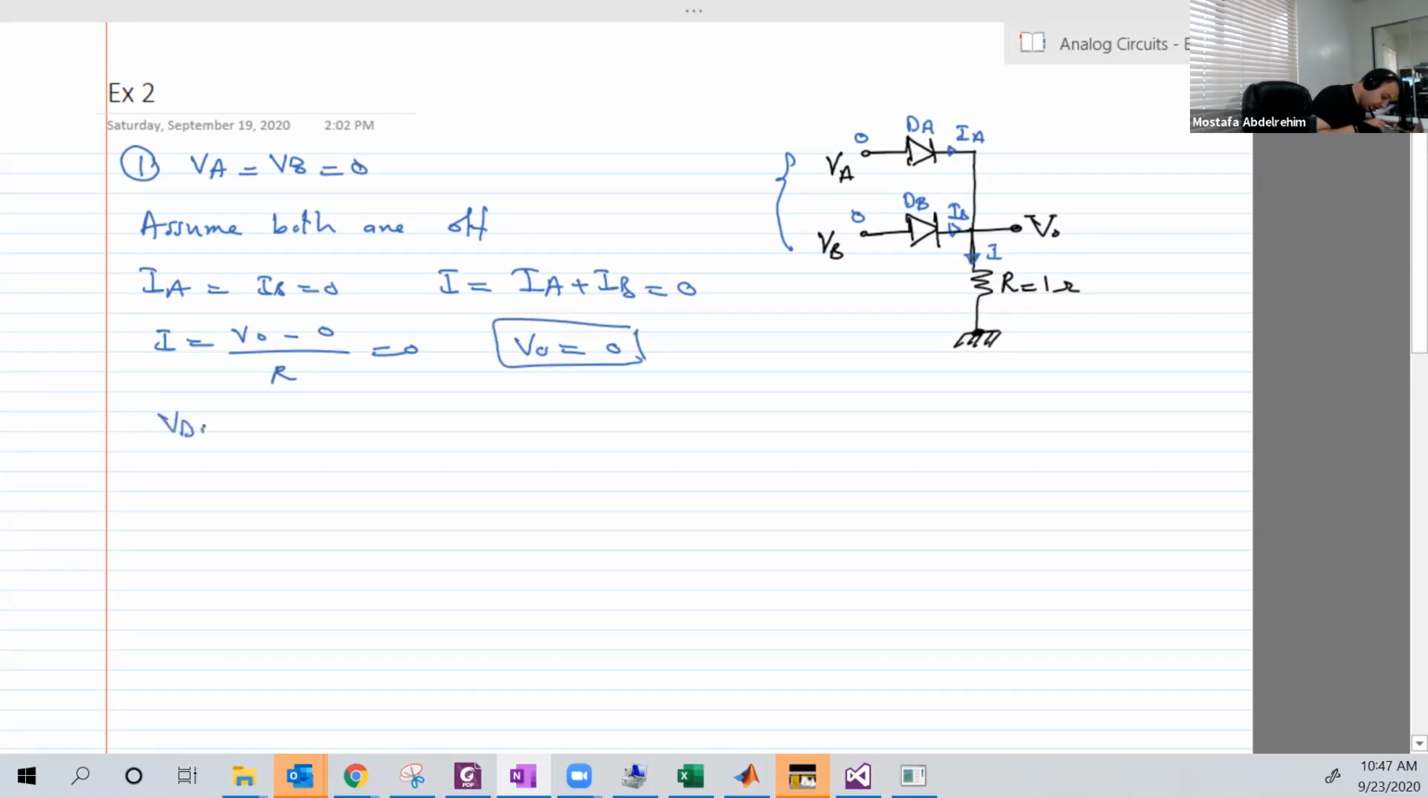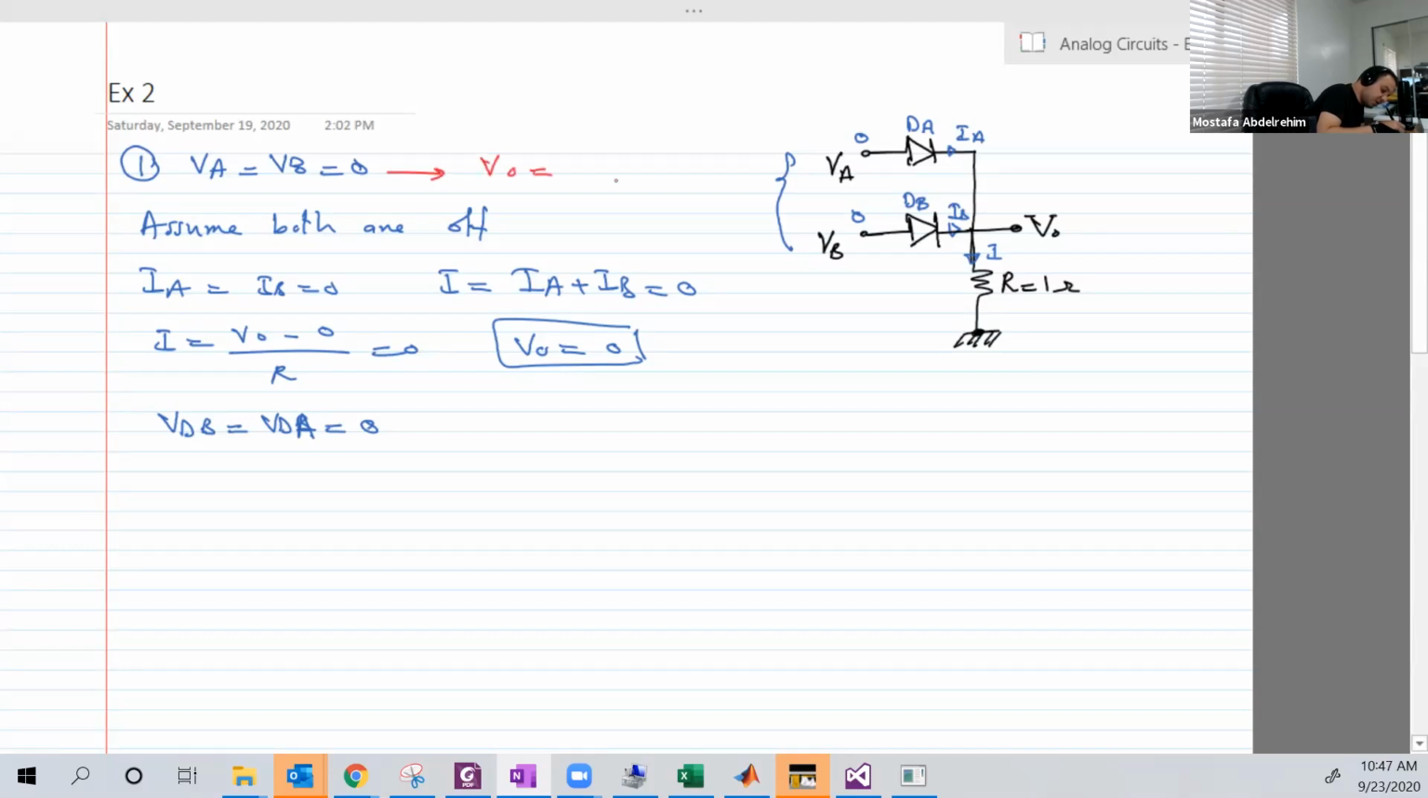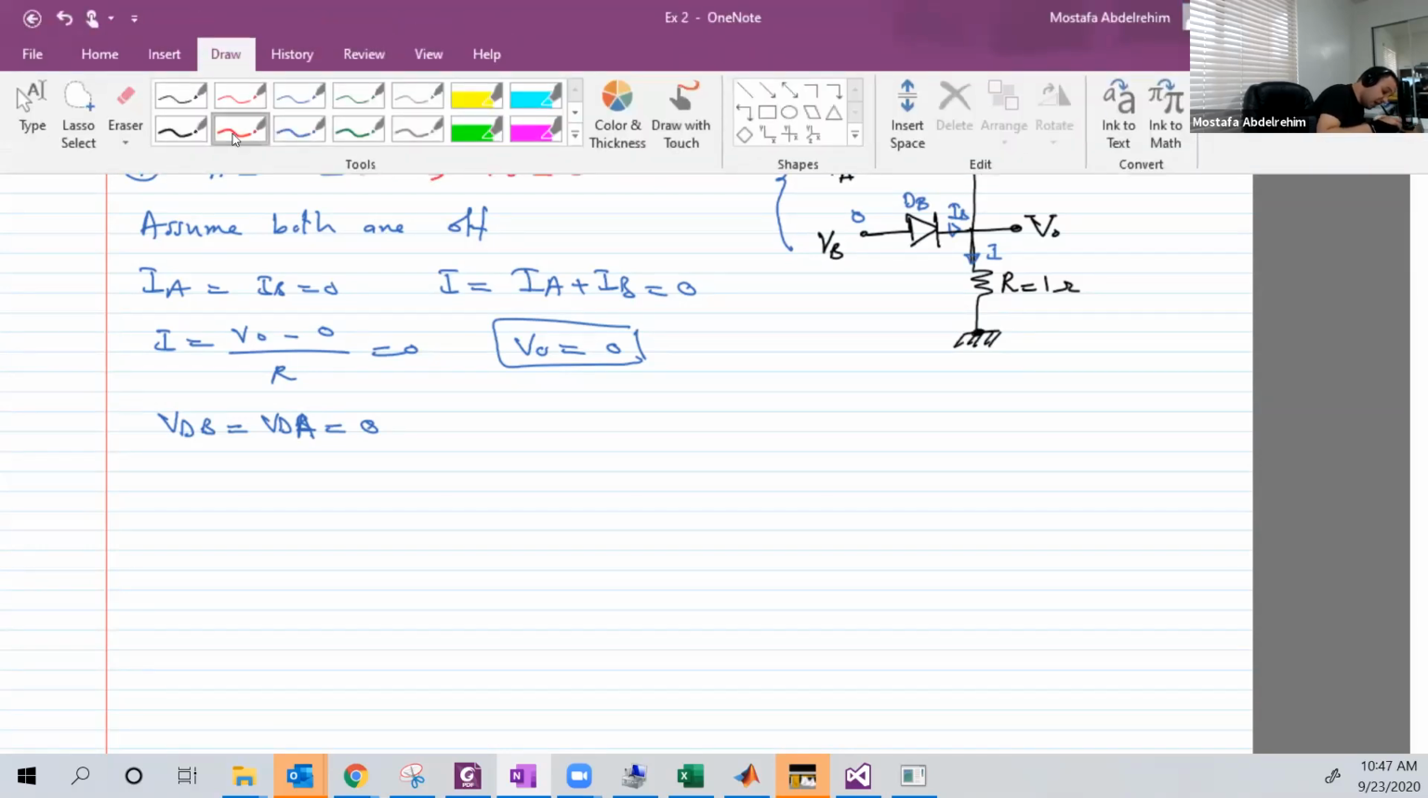And now VDA is equal to VDB equal to 0 as well. So the voltage drop on the diode is 0. And that's 100% valid, and it matches our assumption that they are off. Because the diodes can have a voltage drop of 0 and current of 0, because this is the point just between the reverse and forward. So with this, the output is 0, and the diodes are off.